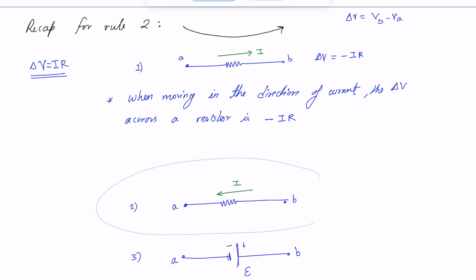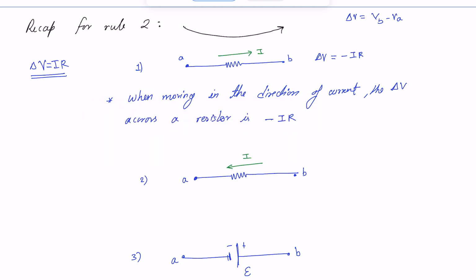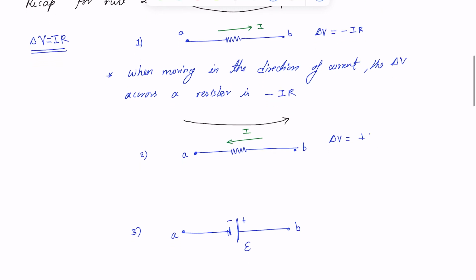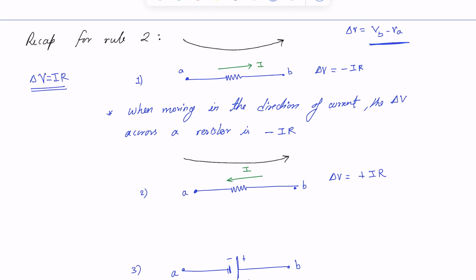The opposite thing will happen if you've got current in the opposite direction of travel. I'm coming in from left going to the right, and the current direction is opposite, so in this case it's going to be plus IR. You can also look at this equation, delta V equals VB minus VA. If current is moving from B to A, the higher potential is VB, so it's going to be plus IR.